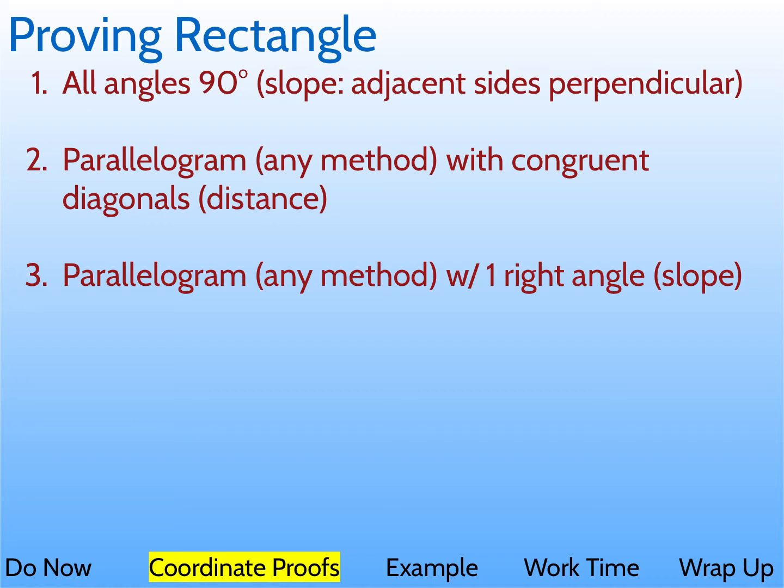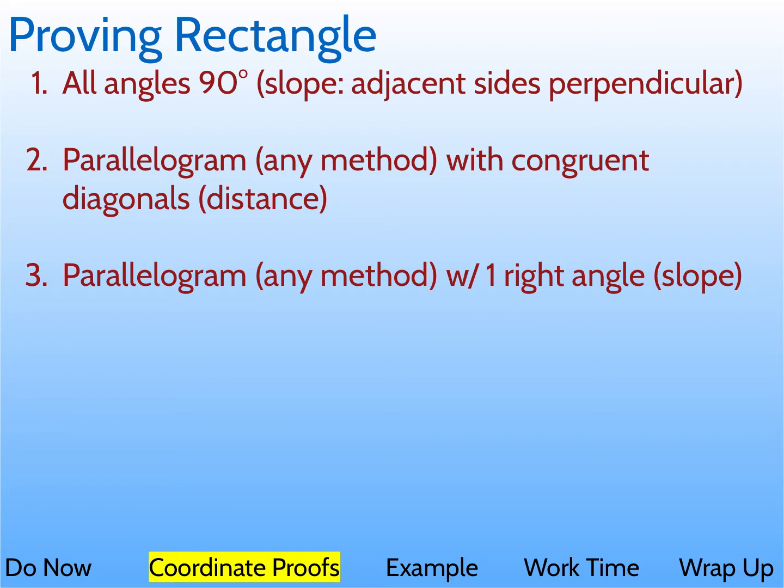Okay, today we're going to prove that a quadrilateral is a rectangle using coordinate geometry. One method you could do is prove that all the angles are 90 degrees. And in order to do that, you'd have to find the slope of all four sides and show that all the adjacent sides are perpendicular, i.e. have opposite reciprocal slopes.